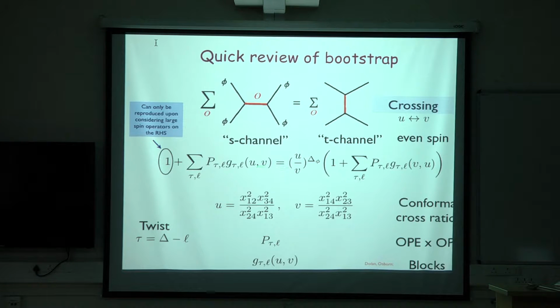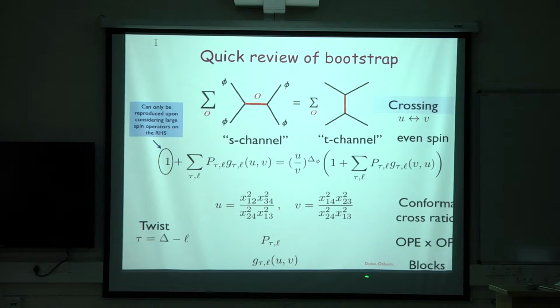The other things that appear in the bootstrap equation are these OPE coefficients squared, sometimes conventionally denoted by P. These are positive numbers, which was important in some of the numerical bootstrap analysis. And these are the so-called conformal blocks that David reviewed yesterday. U and V are the conformal cross ratios, and tau here is the twist, which is the difference between the conformal dimension and the spin.